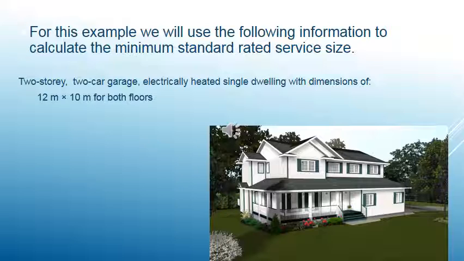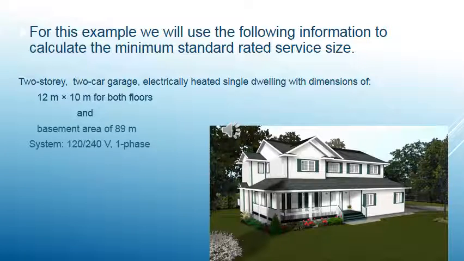The house will be a two-story, two-car garage, electrically heated single dwelling with the dimensions of 12 meters by 10 meters for both floors and a basement area of 89 square meters. This calculation will also assume the system is a 120/240 volt single-phase system. The following loads will be used to calculate the size of the service.